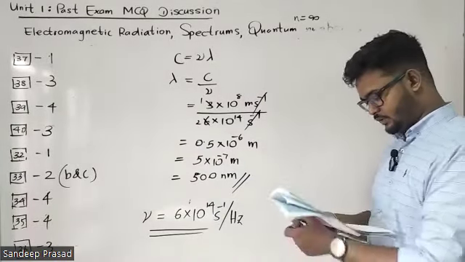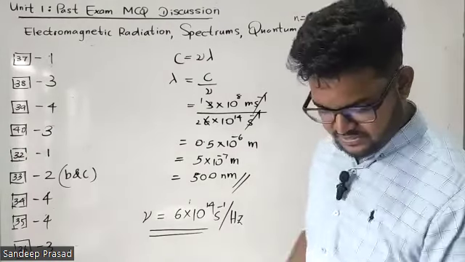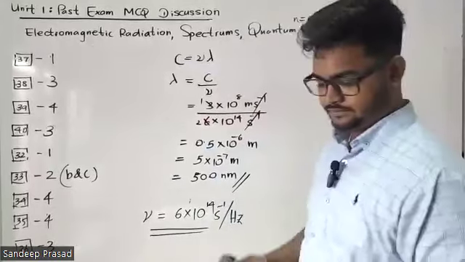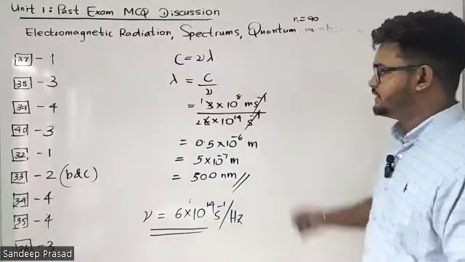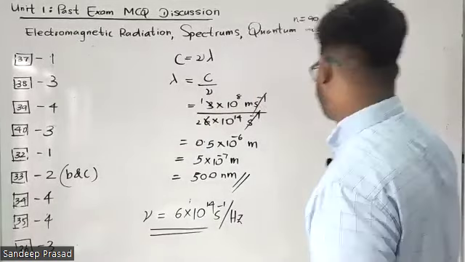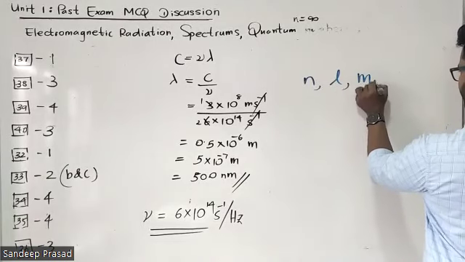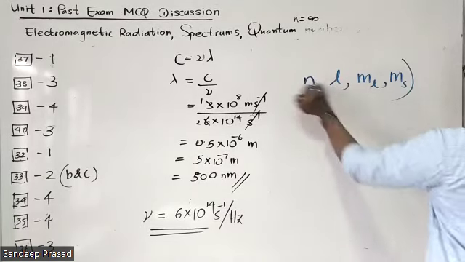Question number 41. Quantum numbers. Can you remember the quantum number theories we learned? In the quantum numbers, I told you that there are 4 types of quantum numbers. So what are they? N, L, ML, MS. So these are the symbols that we are using.